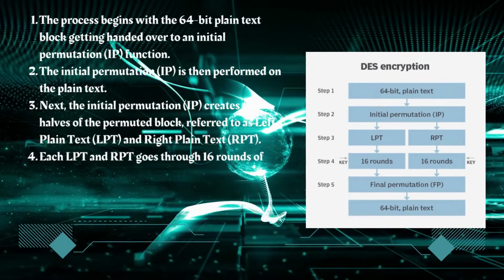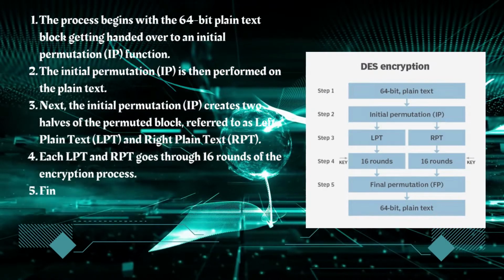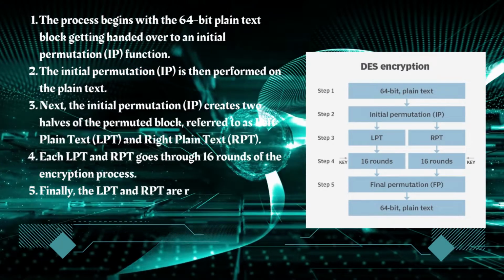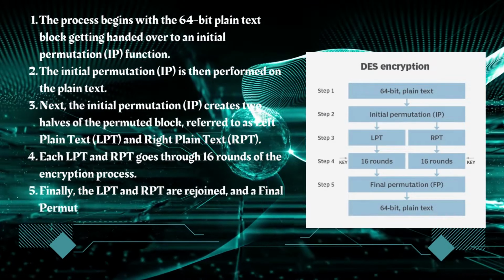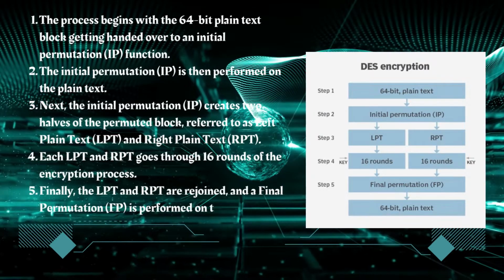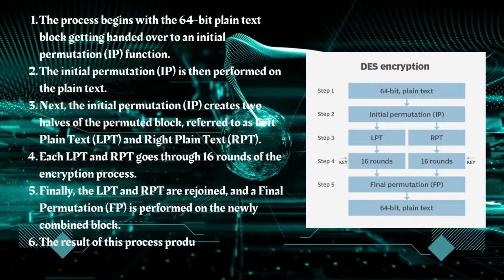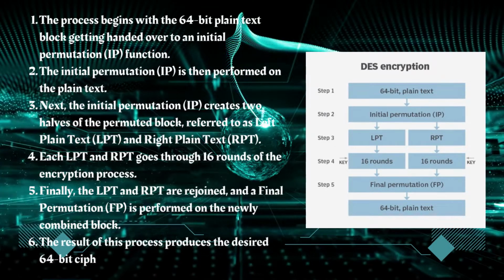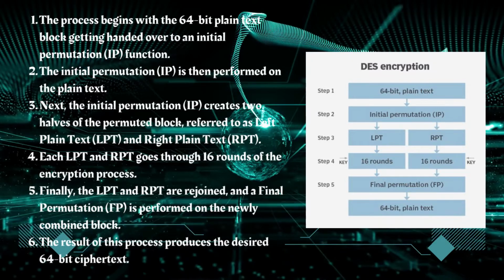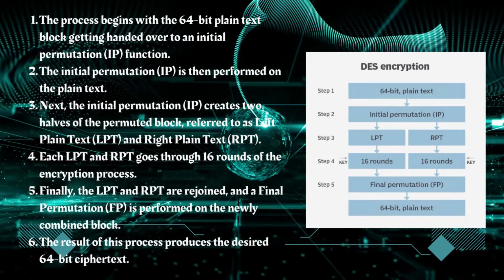Fourth step. Each LPT and RPT goes through 16 rounds of the encryption process. Fifth step. The LPT and RPT are rejoined, and a final permutation, FP, is performed on the newly combined block. Sixth step. The result of this process produces the desired 64-bit ciphertext.